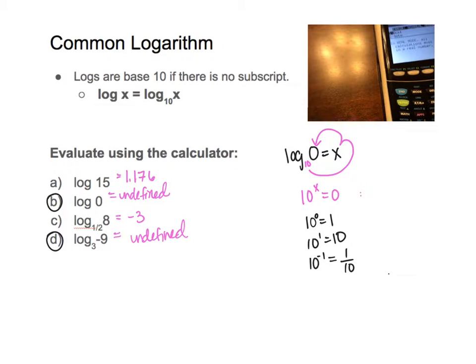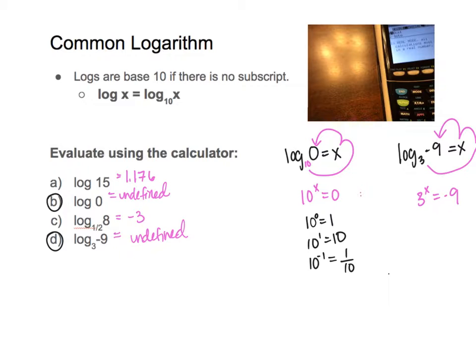So for the second one, I have log, so I'll do this one to the side here. So I have log base 3 of negative 9, and I'm going to also set that equal to x because I want to change this to an exponent form. So I start with my 3, go to my x, and then my value. So this is 3 to a power gives me negative 9. Now, I don't know about you, but I don't know how to get a negative 9.